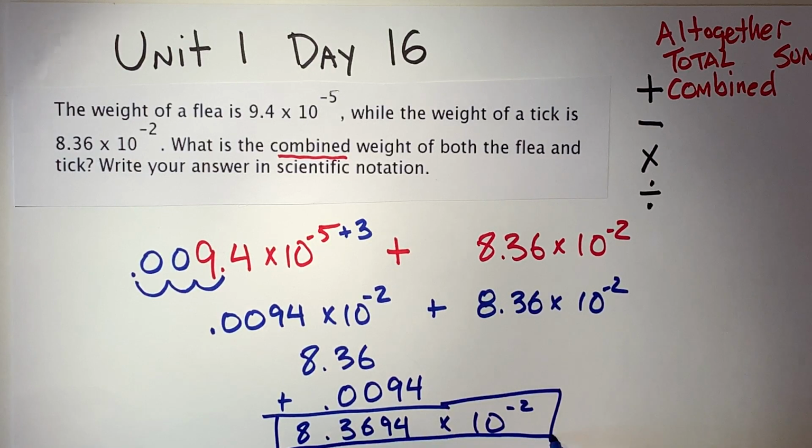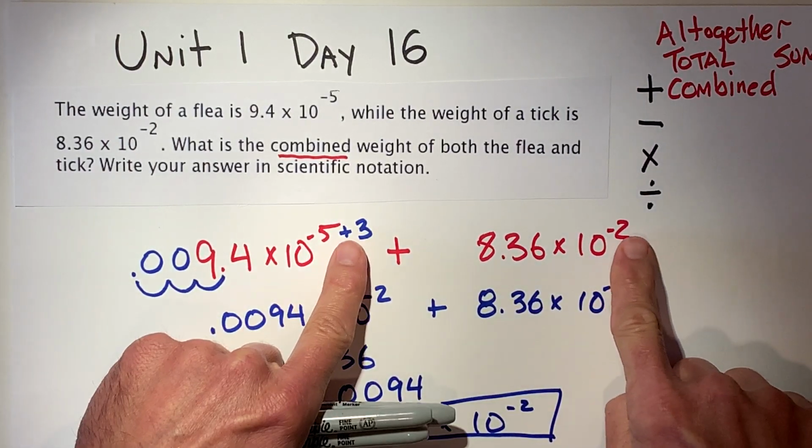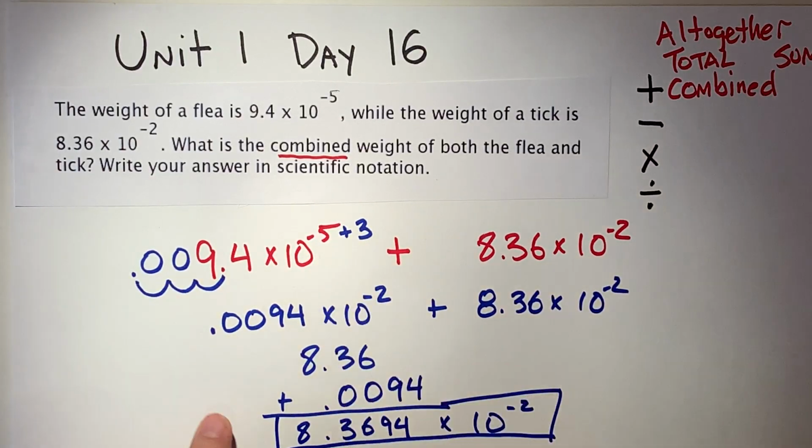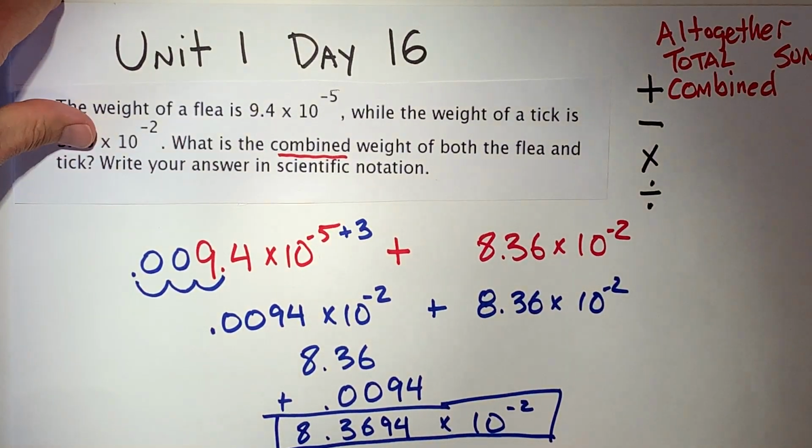And there's the answer, right? So addition means combined or altogether, total or sum. And make sure when you add, you have the same exponents. If they're not the same, then you need to do the adjustment, get them the same, and then combine them together. All right, let's take a look at another one.